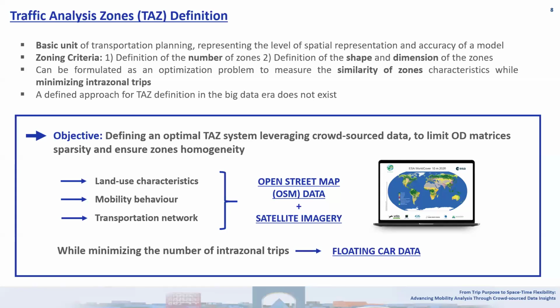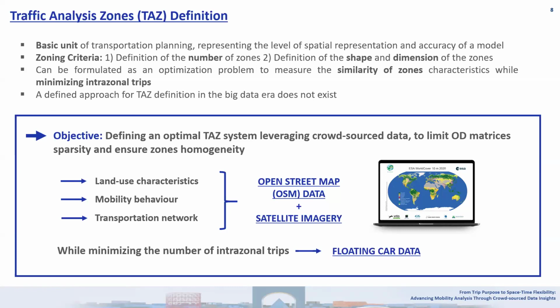In the literature, this problem is usually formulated as an optimization problem, where the objective function aims to maximize the homogeneity of these zones in terms of socioeconomic characteristics and mobility characteristics, while at the same time minimizing the number of intrazonal trips. These are trips that, under this zoning system, have their origin and destination within the same zone. We want to avoid that, as intrazonal trips represent the information loss of our model. If we have a high number of intrazonal trips, this means a high percentage of information loss in our study area and in our model.